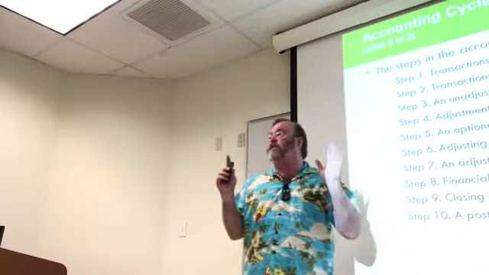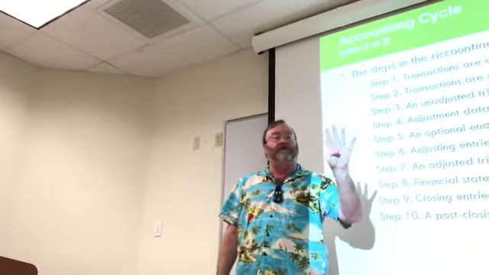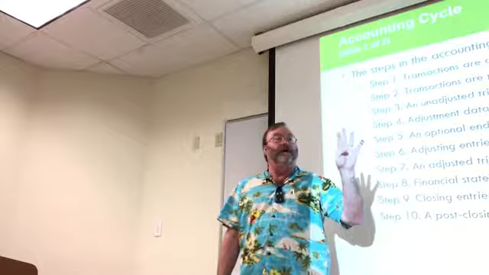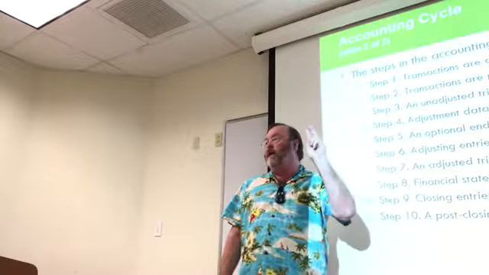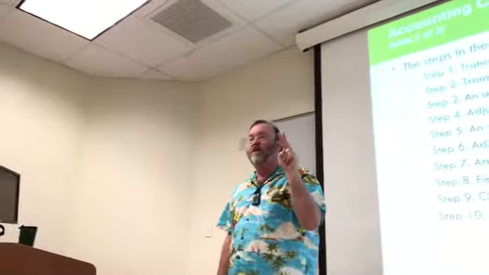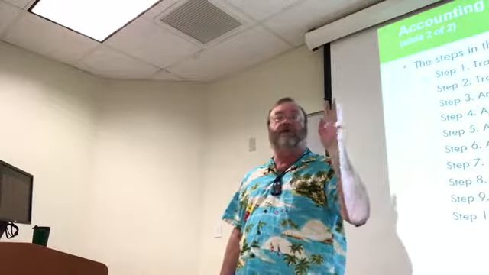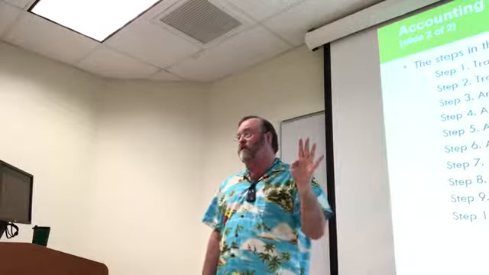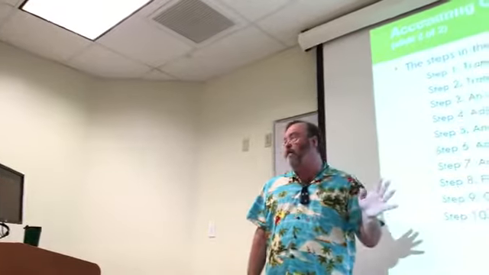Then you're going to make a series of 4 possible adjustments. A deferred revenue and a deferred expense. This is cash has already changed hands. Or an accrued revenue or an accrued expense. This is items that are new, have not yet been recorded.